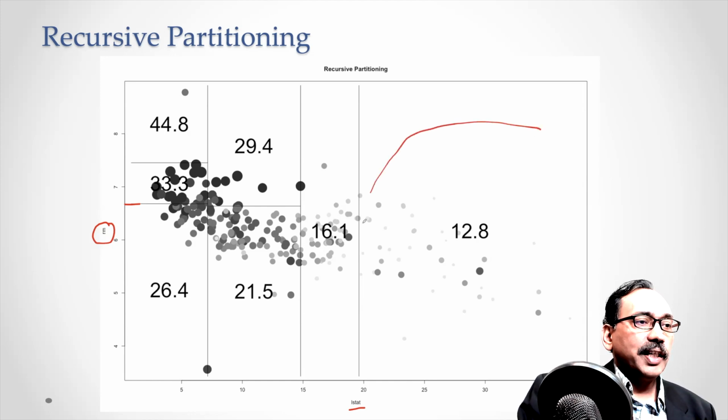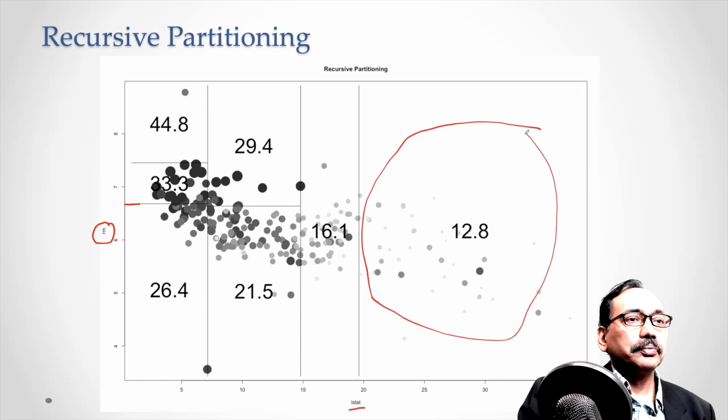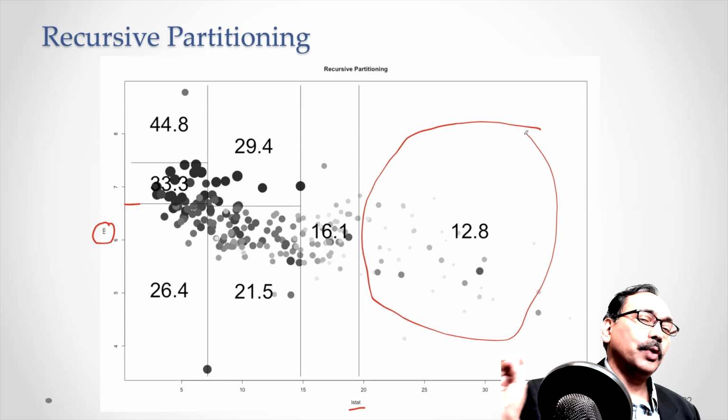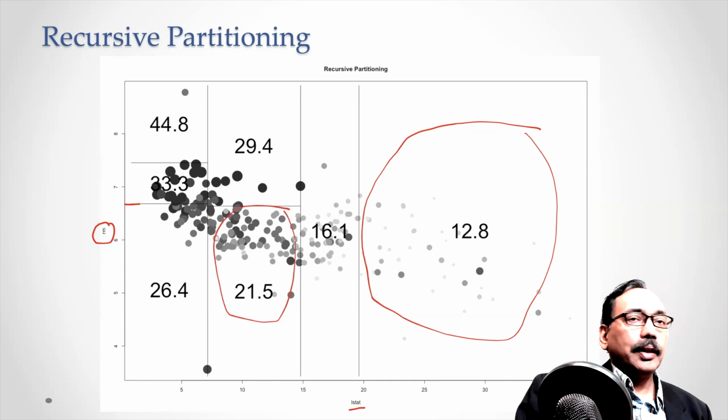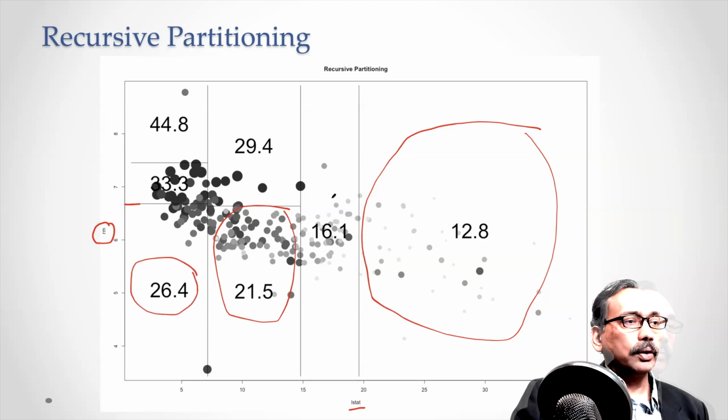So all the houses that fall in this group, their prediction is 12.8, $12,800 as a MEDV value. All the houses that fall in this group, the prediction is 21.5, and so on.